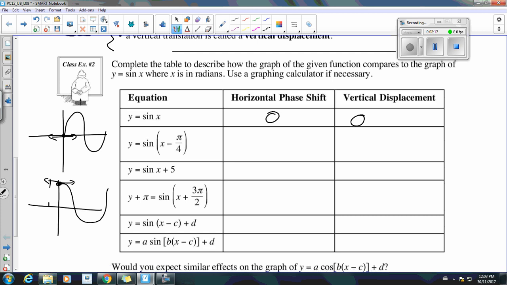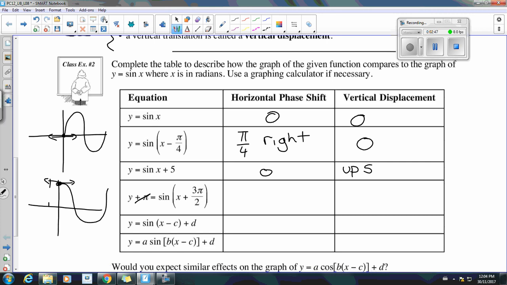have a phase shift. Here we have sine of x minus pi over 4, so that's in brackets. This means we've gone pi over 4. We're now in radians, but that does not change how it affects our graph. It's pi over 4 units, right? We have not moved up or down at all. Sine of x plus 5. So now we're not in brackets, so that means we don't have a phase shift, but we have gone up 5.